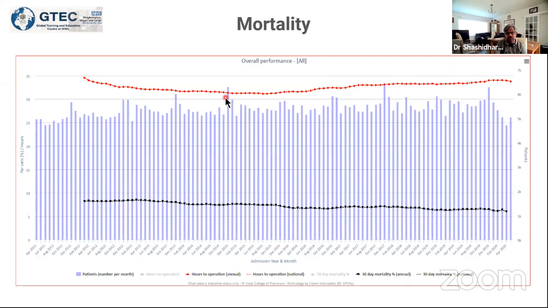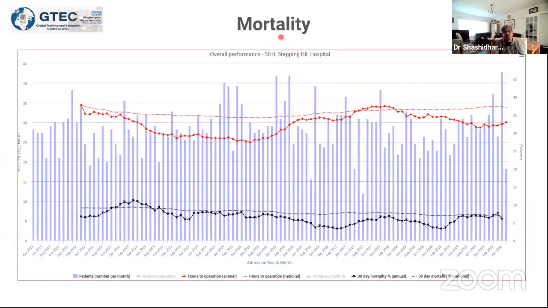What the national audit has made us do is learn from this data, knowing that we should decide to operate early. The majority of patients are now getting operated on under 36 hours. Hence the mortality is around 6%, which is a good one.